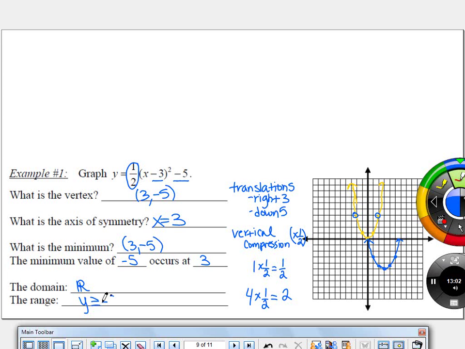Okay? All right, any questions on this problem? So how did we know where to put the vertex? How we calculated the distances of the other points and why they changed from the parent function. Are we okay with all of those ideas? All right, so let's do one more.